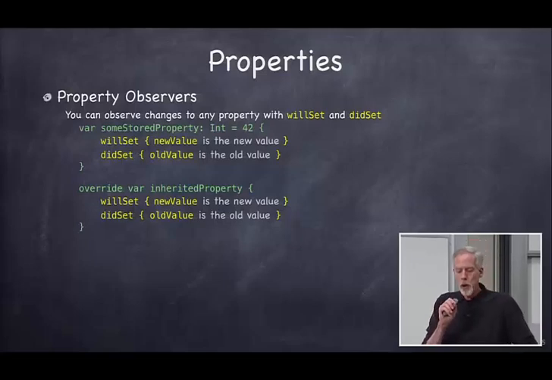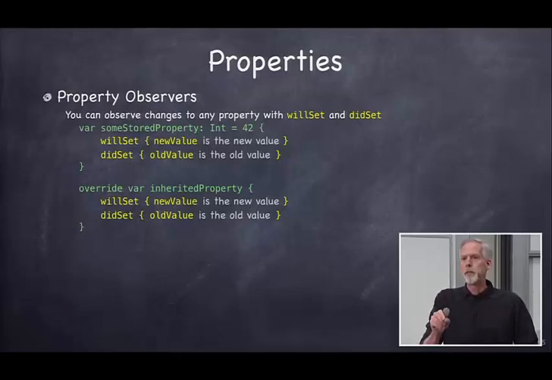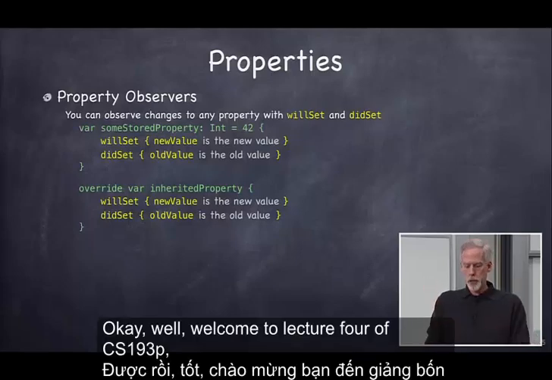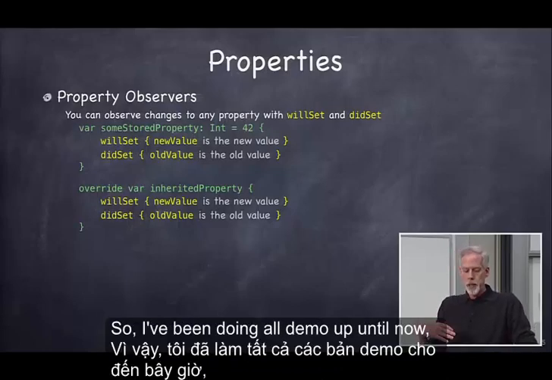Okay, so these are little pieces of code inside the willSet and didSet. They get called when that property gets set by anybody. So it's called a property observer because with this code, I'm observing that this thing is being set. And the willSet is called right before the property's value gets set, and the didSet right after.